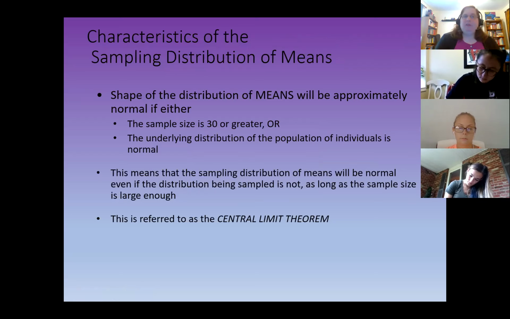So in other words, let's say I was starting off with something like IQs. Again, right? We knew that to be normal. I didn't have to pull ends of 64. I could have pulled ends of 9. And I still would have gotten that normal distribution, my sampling distribution of means, because my underlying distribution is normal. So bottom line, this means that the sampling distribution of means will be normal, even if the distribution being sampled is not, as long as the sample size is large enough. And this idea here, as he said in the video, is the central limit theorem.